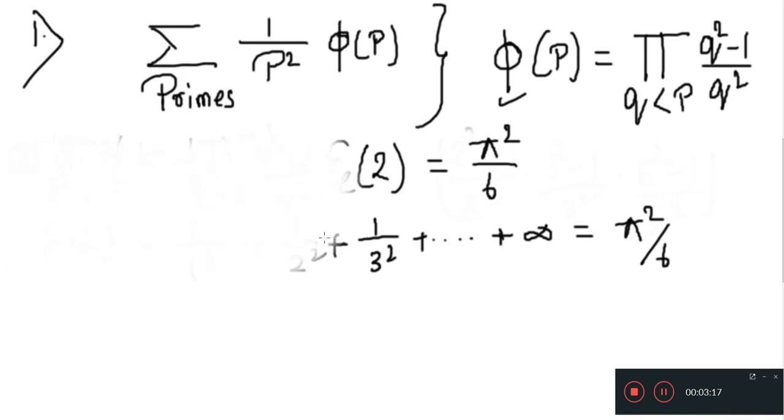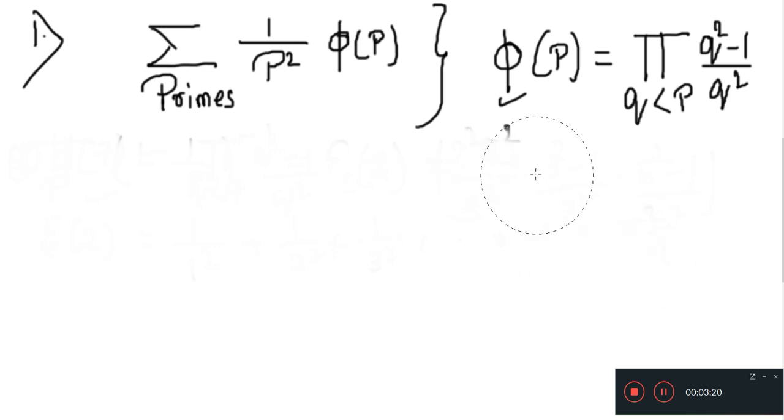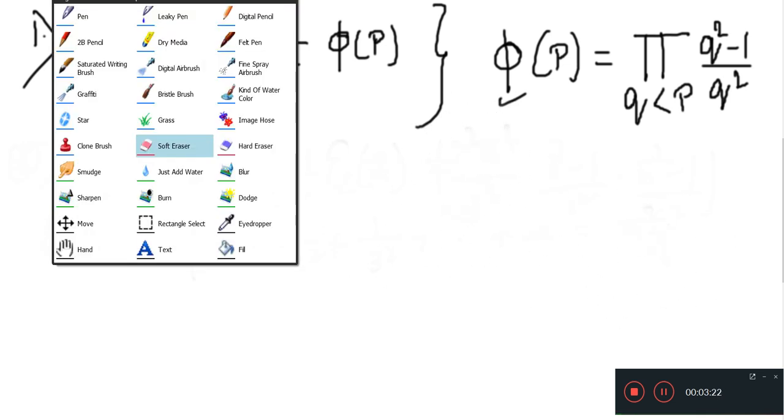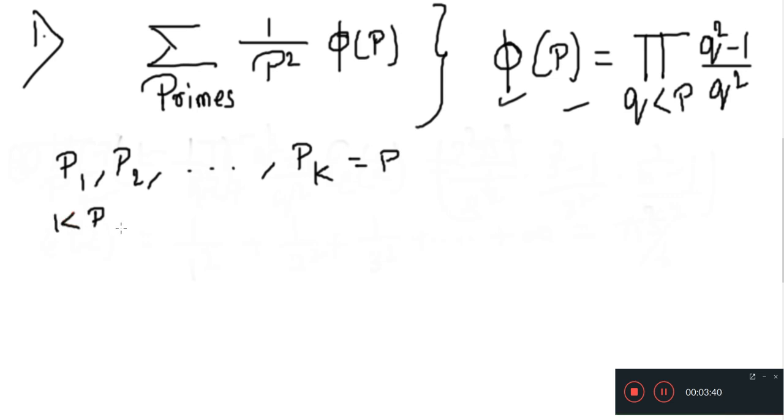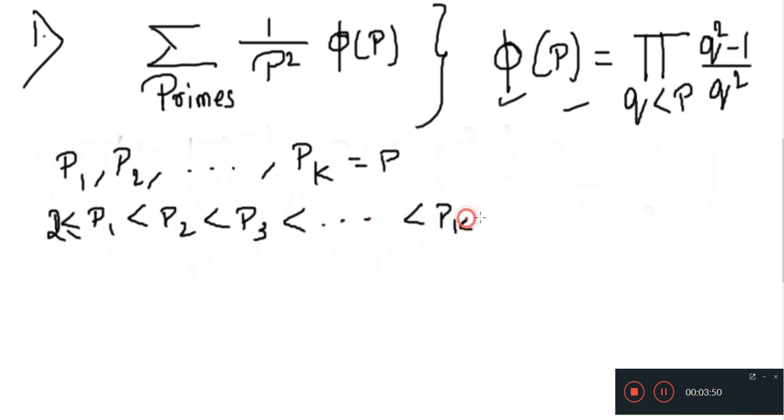Now what we need to do, since we are dealing with the primes less than p in this product phi p, we understand that let's say p1, p2 and pk are all the primes less than or equal to p. That means pk is p, and they're in ascending order. That is, 2 is less than or equal to p1, less than p2, less than p3, and so on, less than pk, which equals p. So this is the product.